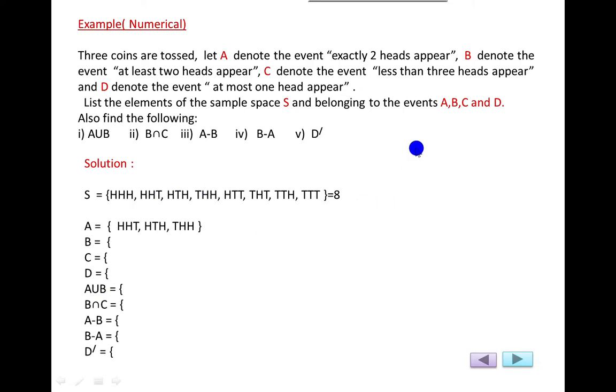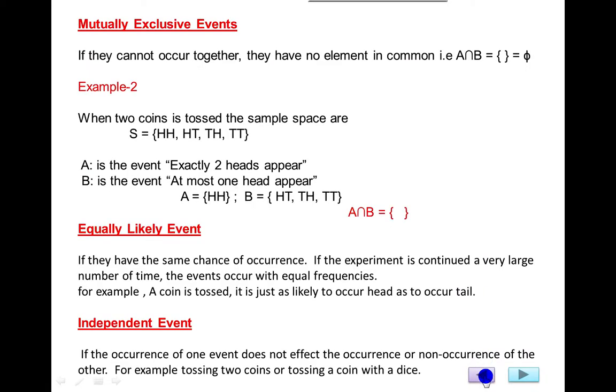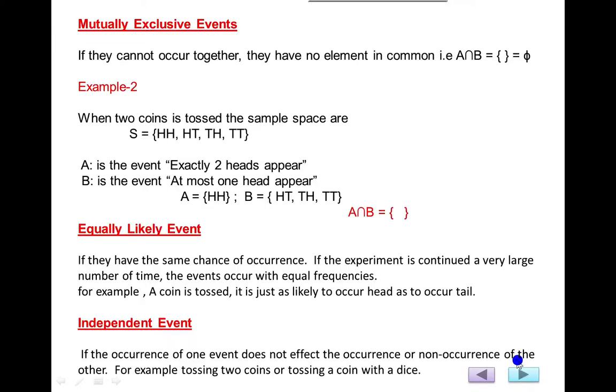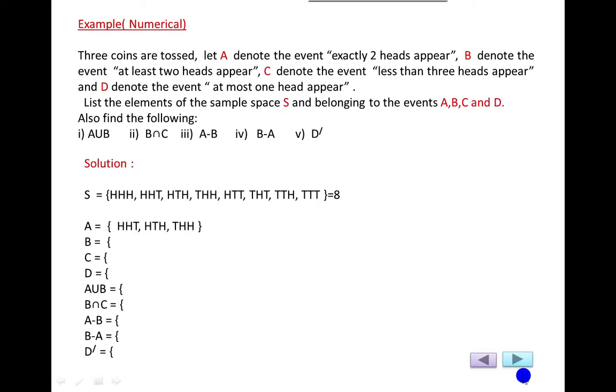Okay. Next time we will start probability. Memorize these definitions and concepts of the definitions: sample space, event. We will use these terms: mutually exclusive, equally likely, independent event with conditions.